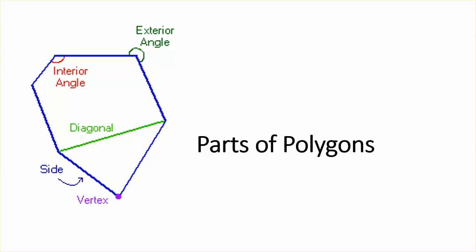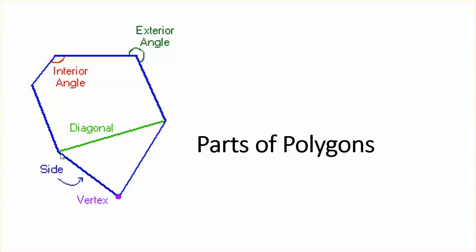In upcoming lessons, we'll be working with different parts of polygons. You already know some of these terms. You're familiar with the words side and vertex from last week. Angles, we can have two different types of angles. We can have the angles that are inside the polygon, that's called an interior angle, or we can measure the angle on the outside of the polygon. That's an exterior angle.